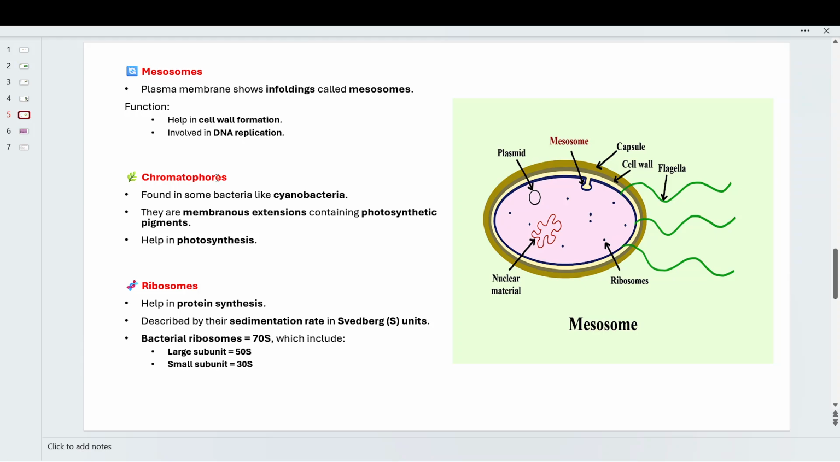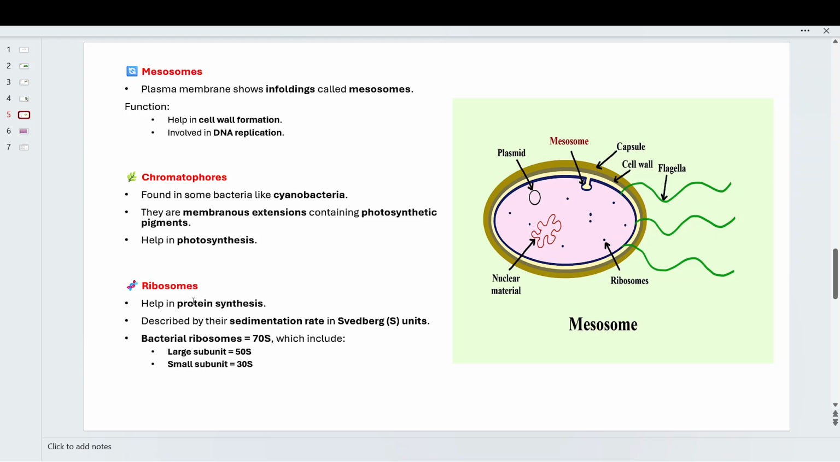Next structure is the chromatophore. In photosynthetic bacteria, we find structures called chromatophores. These are membrane extensions containing photosynthetic pigment that help in photosynthesis.